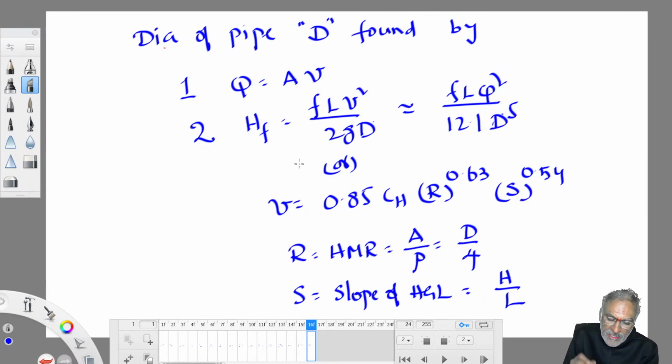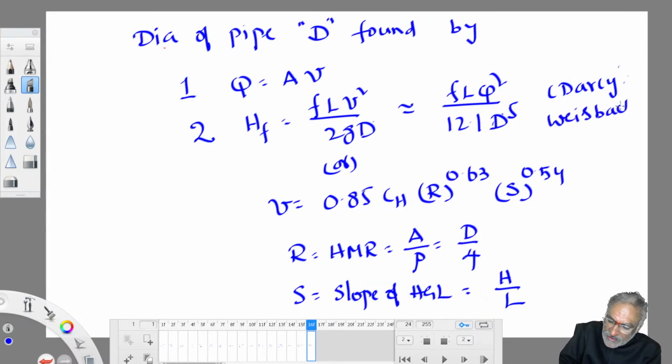If f is given, you are expected to work out using Darcy's equation. This is called the Darcy equation, the Darcy-Weisbach equation. In fluid mechanics, you come across this equation. You studied about this equation in fluid mechanics. Darcy-Weisbach equation, or otherwise this one is the Hazen-Williams equation.